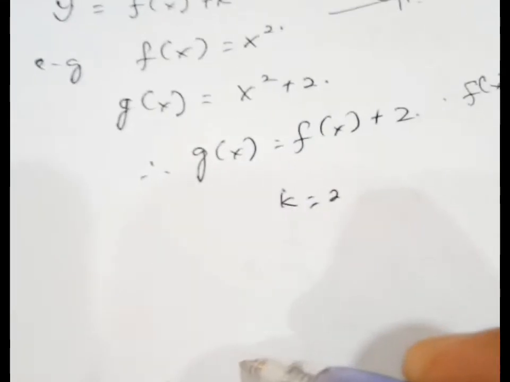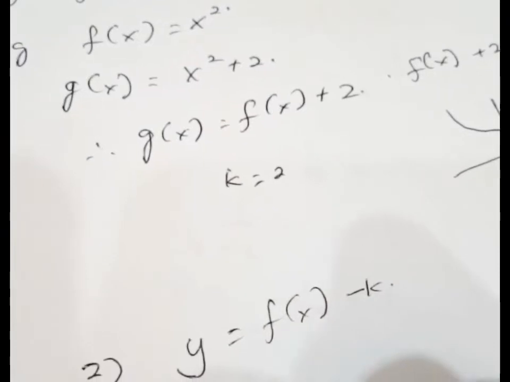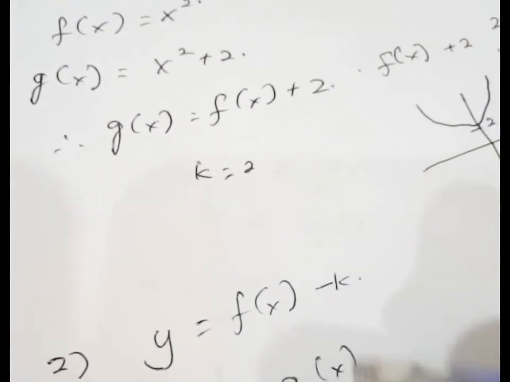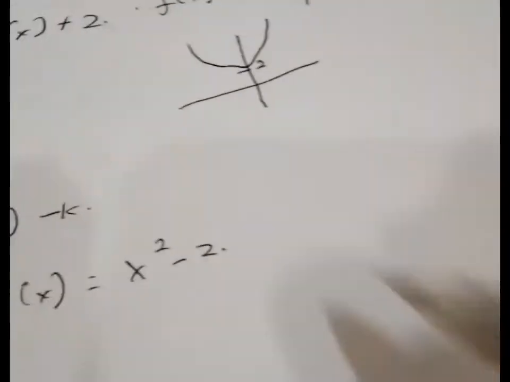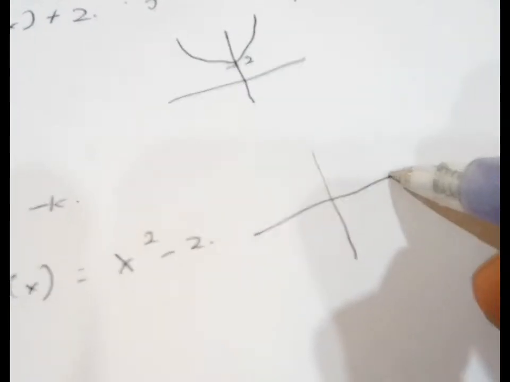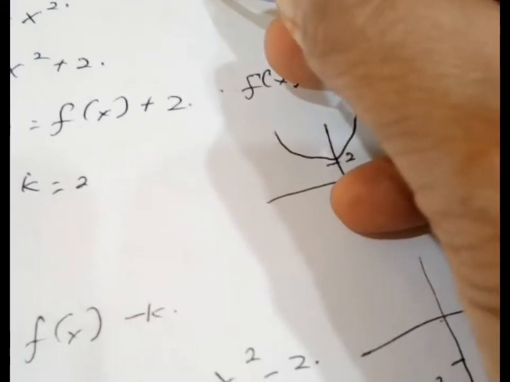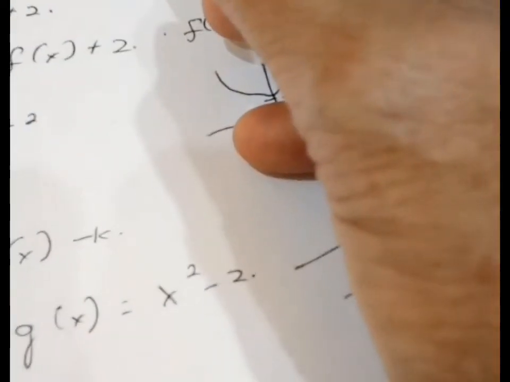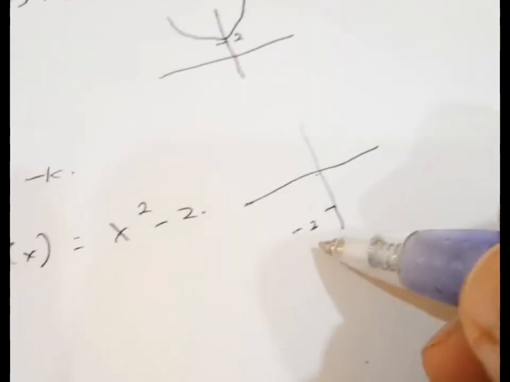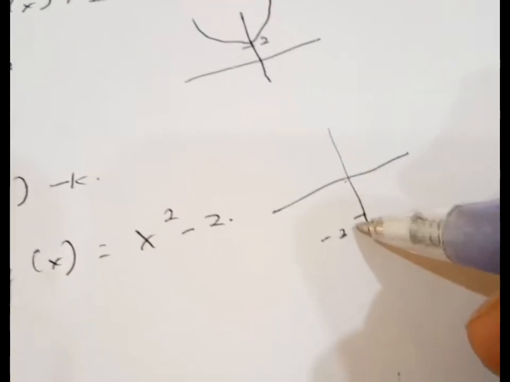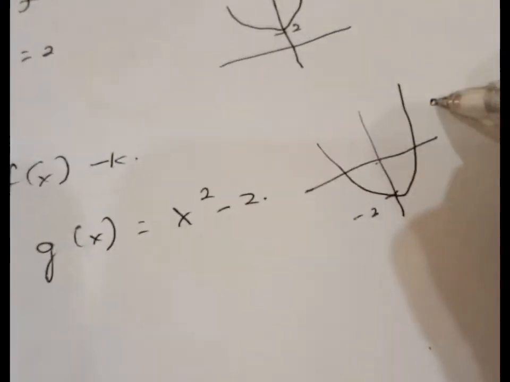Okay, for y equal to f of x minus k, example, g of x is x squared minus 2, so it is shifted 2 units downward. Okay, negative 2 here. From 0, 0 upward plus 2 units, downward 2 units. So we have a graph like this. This is g of x.